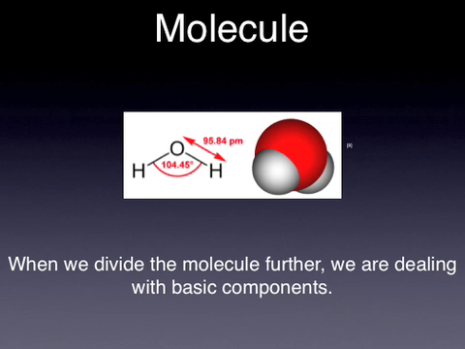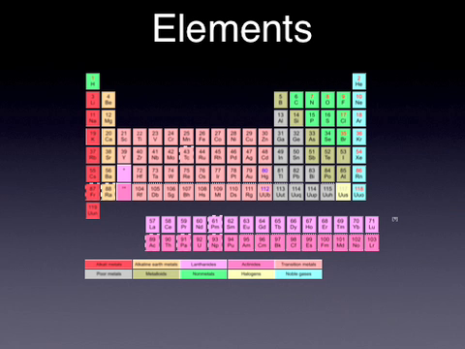When we divide the molecule further, we now are dealing with its basic components. Careful investigation of the chemical and physical properties of matter indicates that all naturally occurring matter is made up of over 100 basic chemical substances known as elements. Each element has different chemical and physical properties. Elements are familiar to all of us as either metals such as iron, aluminum, zinc, lead, copper, tin, and mercury, or nonmetals such as carbon, sulfur, phosphorus, iodine, oxygen, hydrogen, and nitrogen.